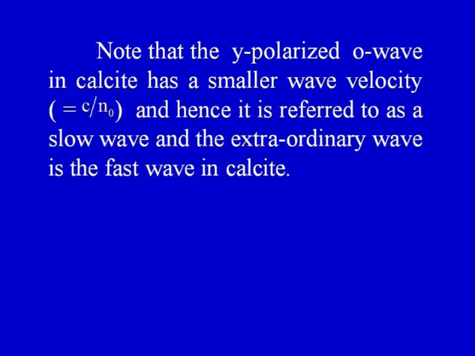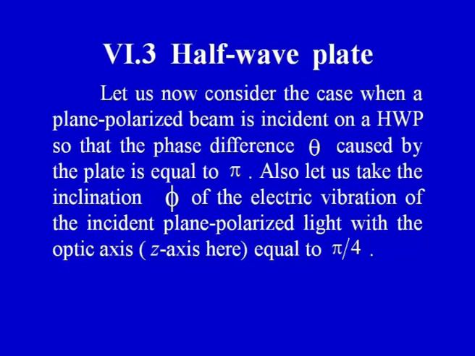Remember, all the time the propagation is perpendicular to the optic axis and there is no separation between the two beams. Such a quarter wave plate will introduce a phase difference of pi by 2 between the ordinary and the extraordinary components. Note that the y polarized ordinary wave in calcite has a smaller wave velocity c over n o, and hence it is referred to as a slow wave, and the extraordinary wave is the fast one in calcite. Let us consider now a half wave plate.